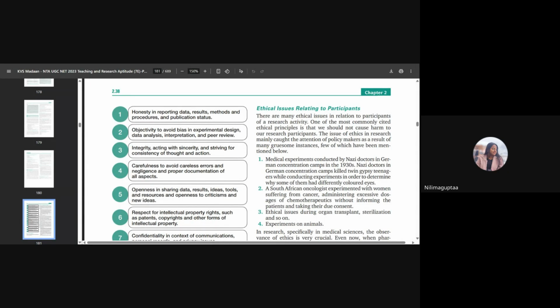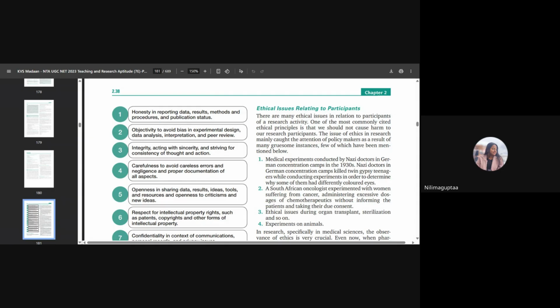Mostly when we give it to students, they sometimes do that. So the reporting of data is wrong because we have not taken it from the right person. We are self-filling it. That should not be the situation. There should be honesty in reporting the data, the results, methods, procedures, and publication status.